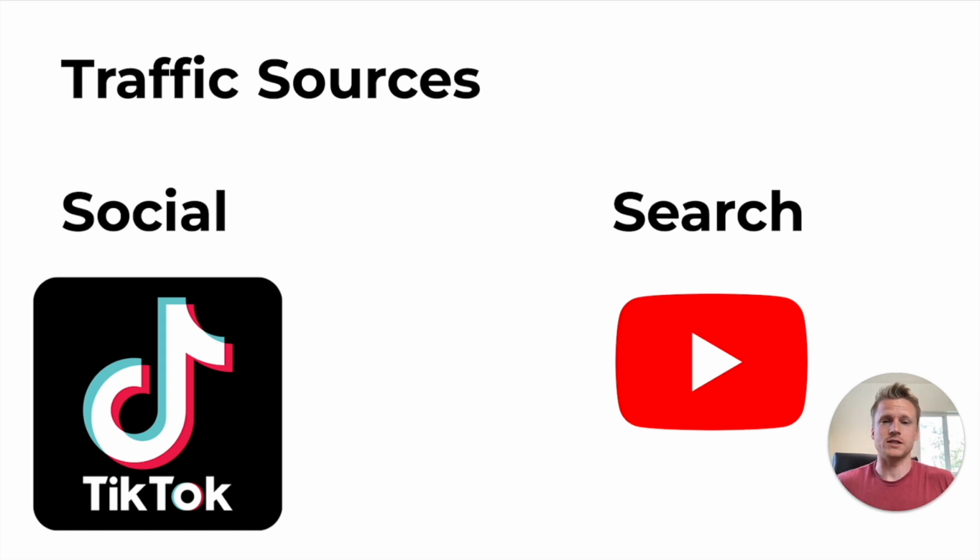And both of these sources are going to be absolutely free because it's free organic traffic for your affiliate marketing business. So with social, you have places like TikTok and you have places like Instagram and Twitter. All these places will allow you to promote products on their platforms for absolutely free because it's free social media traffic to your affiliate marketing business. And when it comes to search traffic, you have places like YouTube, but also Google is included in that.